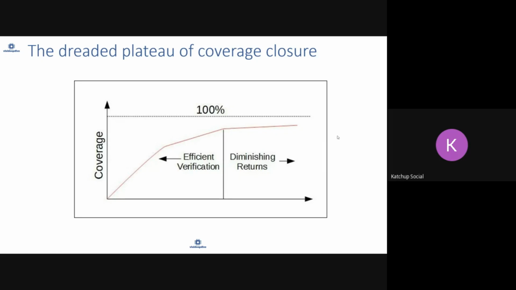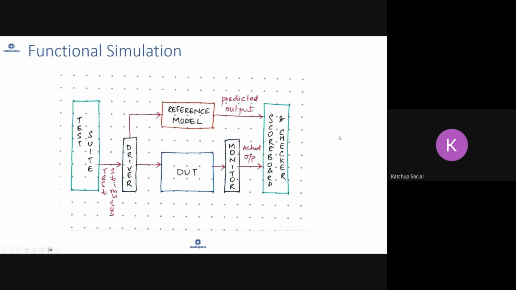And theoretically, in test bench based coverage, you can never reach 100% coverage. So this is where formal verification helps. But before we go into that detail, let's understand how a test bench or a dynamic simulation typically works.